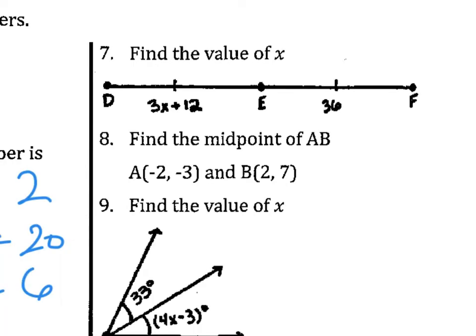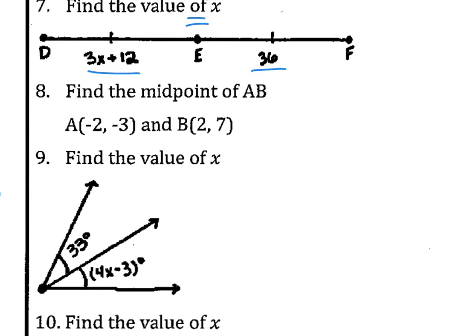Number 7, you need to find the value of x. So DE is 3x plus 12. EF is 36. E is a midpoint. Okay, he's the middle right here. So if he's the middle and the midpoint, it means these 2 halves are what to each other? So it means you just take this side and set it equal to that side. Set up your equation and find x.